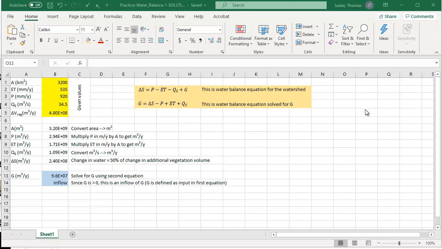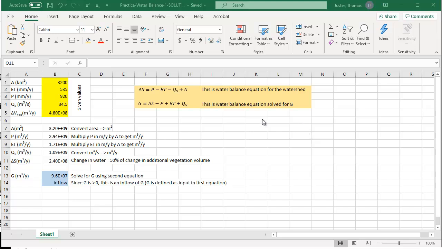In this video, I'm going to go over the solution to the water-based water balance practice problem, this time using Excel. So what I'm showing you here is the completed Excel spreadsheet, which is also available to you. And I'm going to talk through how I get all the numbers in all the cells.